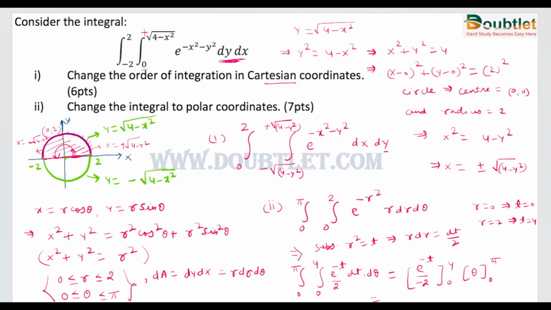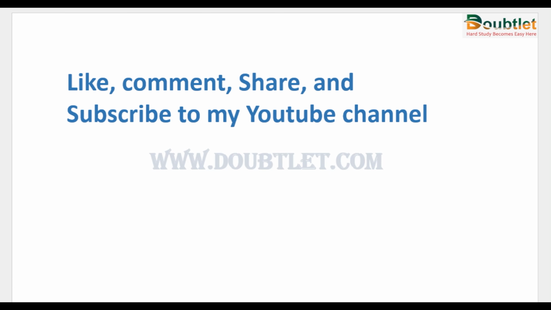So we can write this as minus pi by 2, because minus 1 by 2 is constant here, and this will become e to the power minus 4 minus e to the power 0. So e to the power 0 is 1. So we can write this as pi divided by 2 times 1 minus e to the power minus 4. So this is the final answer of this double integration. So in the first part, we changed the order of integration from dy dx to dx dy, and in the second part we obtained the integral by converting it to polar coordinates. I hope you got the concept I am trying to deliver.